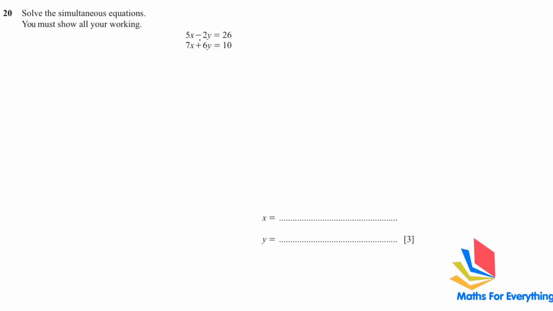For eliminating y, the coefficient of y must be the same. If you have a 6 here, you should have a 6 here. How can we get that 6? If we multiply by 3. So 5 multiplied by 3 will give us 15x. Negative 2y multiplied by 3 will give us negative 6y. And 26 multiplied by 3 is 78. Now write down the second equation.